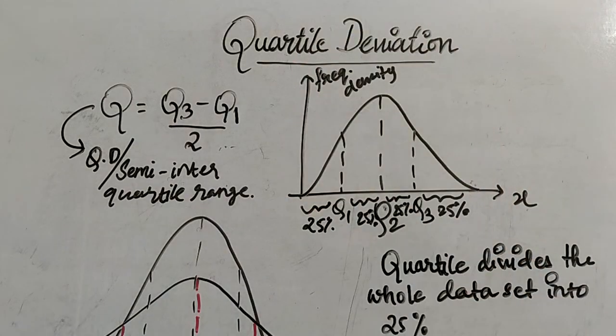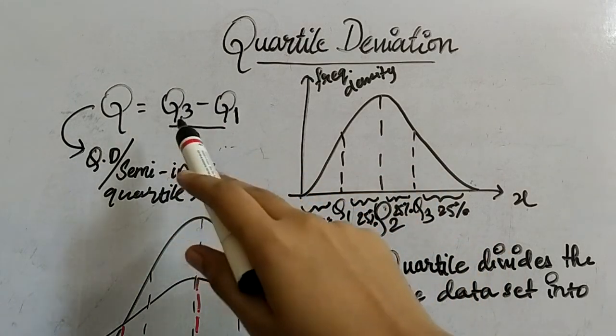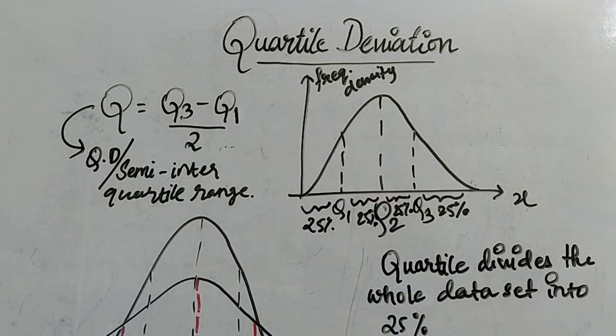What is quartile deviation? Quartile deviation is nothing but the difference between the third quartile and the first quartile, divided by 2. This is also called the semi-interquartile range.